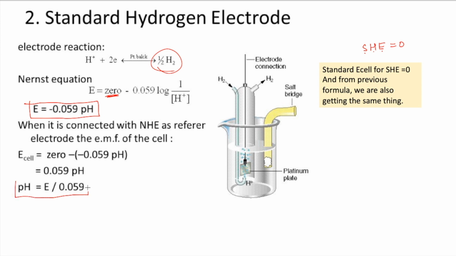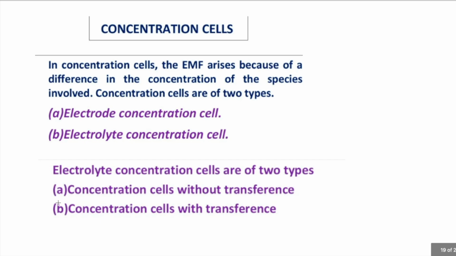So the pH of the reaction can be simply calculated. If you know the EMF, you can just divide the EMF by 0.059, and that is going to simply give you the pH of the standard hydrogen electrode. Now let's talk about concentration cells. In concentration cells, the EMF arises because of the difference in the concentration of the species involved.